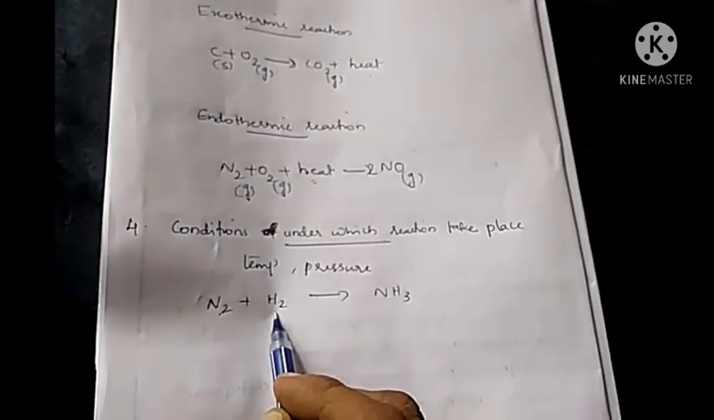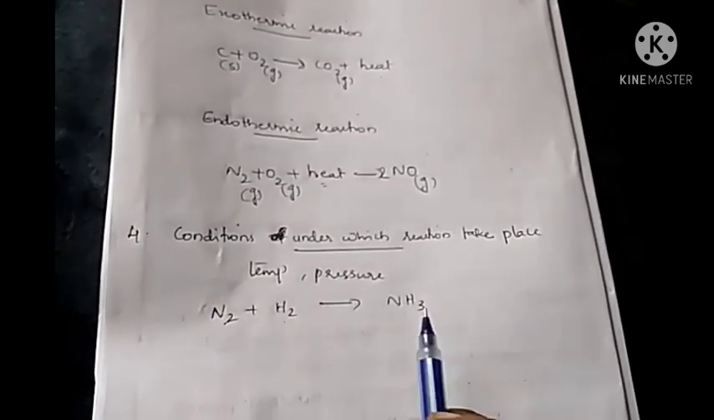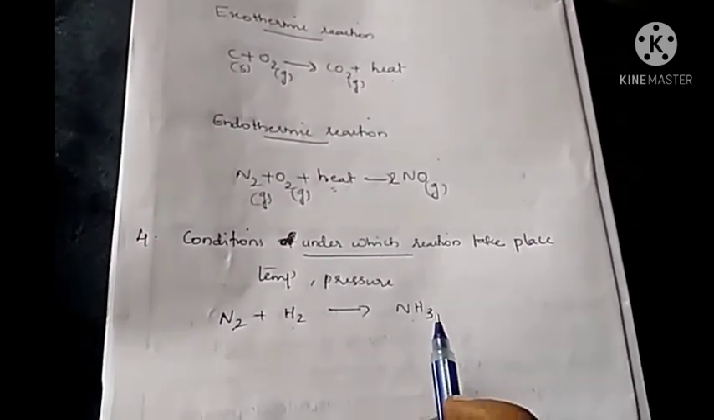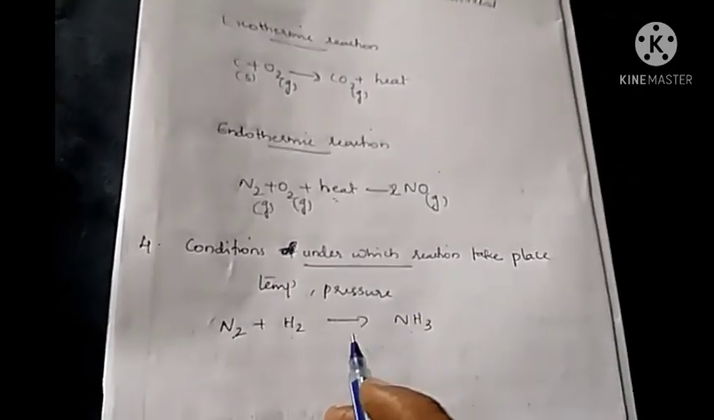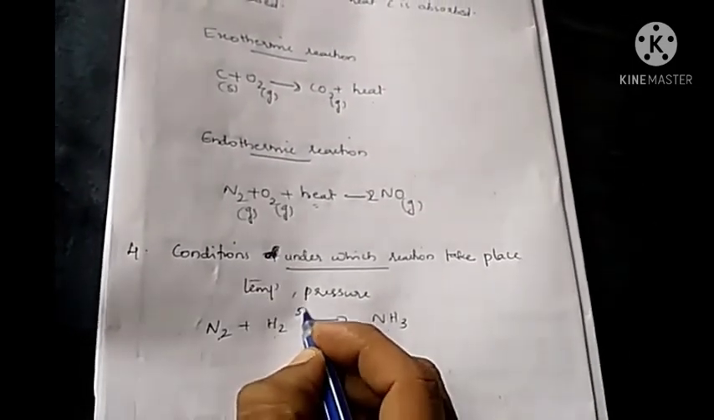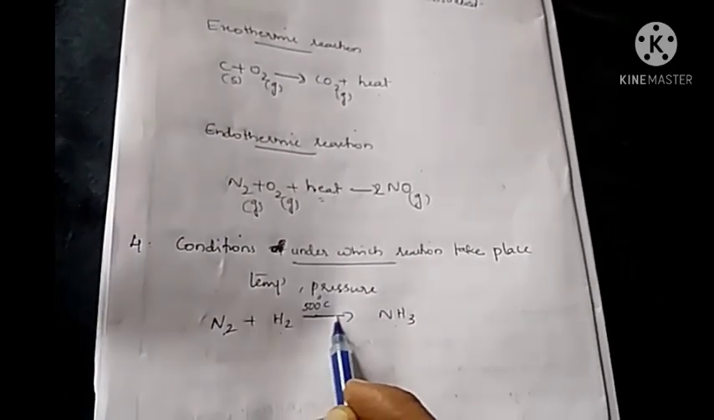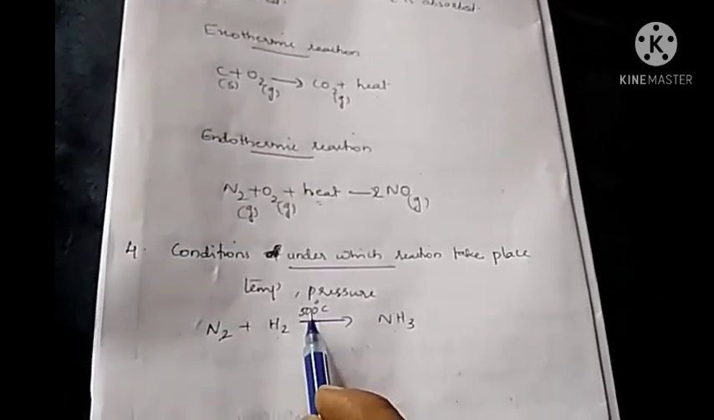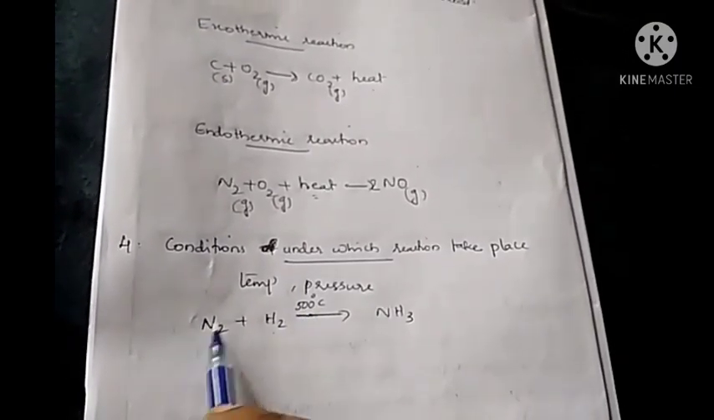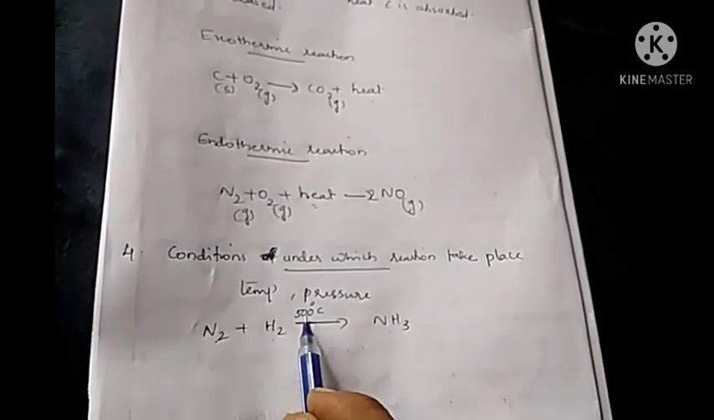Nitrogen combines with hydrogen forming ammonia. This reaction will take place only at a particular temperature and pressure. The temperature required is 500 degrees Celsius. So that 500 degrees Celsius we are writing above the arrow like this. This means that this particular reaction is taking place at this particular temperature.